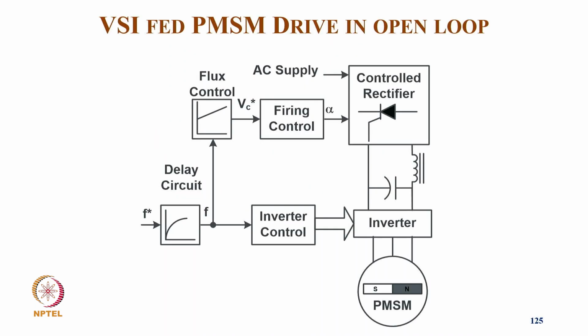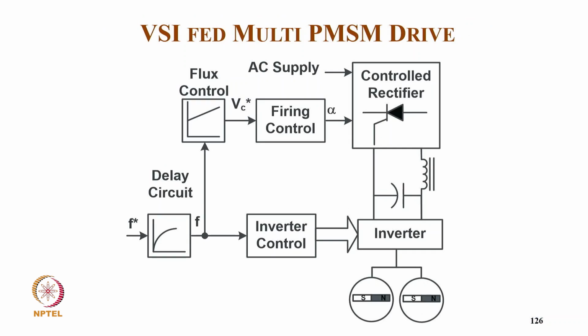So in scalar control, typically we have a frequency with the delay circuit, and that goes to a flux control for deciding the voltage, and from that we decide the firing angle of the thyristor converter, we decide the DC link voltage, and of course from the frequency we give to the inverter control for changing the inverter for the PMSM drive. So this is a simple VSI fed permanent magnet synchronous motor in open loop, and this is typically again VSI fed.